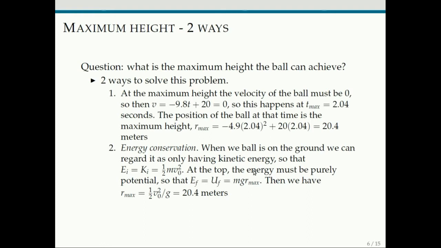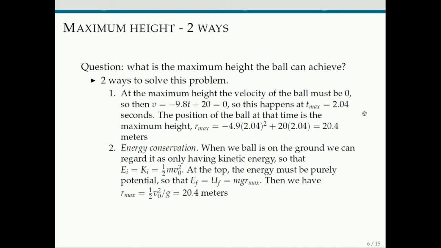Now, suppose we actually wanted to know how high this ball would go. There's two ways to solve this problem. The first one is to use the fact that we know what the position and the velocity of the ball are as a function of time. If you recall from the tutorial, at the maximum height, the velocity of the ball must be 0, simply because it changes from going up to falling back down. So we set the velocity equal to 0, and we rearrange this equation and solve for t, and we get that t max is 2.04 seconds.